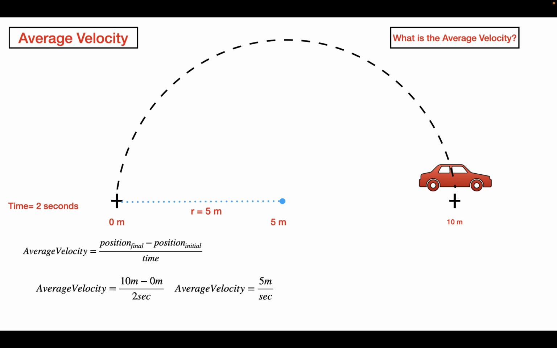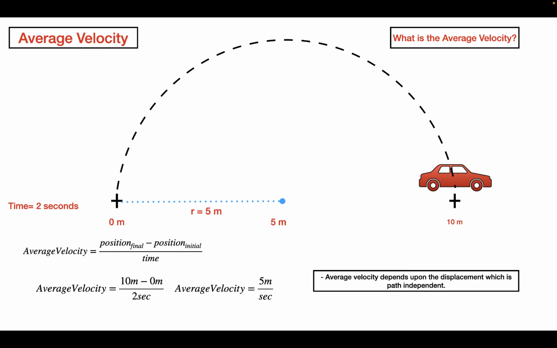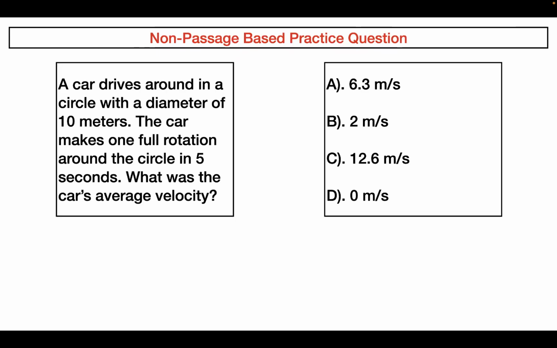So what we see here is that even though the car changed how it got from the 0 meter mark to the 10 meter mark, where the initial way was through a straight line and this way was through a half circle, the average velocity remained the same. And the reason why is because the average velocity depends upon the displacement. And remember that displacement is a path-independent quantity. So displacement only depends upon the difference between the initial position and the final position. It doesn't matter how you got from the initial position to the final position. All that matters is the difference between the initial position and the final position. It's a path-independent quantity. So now let's practice calculating the velocity through this question here.